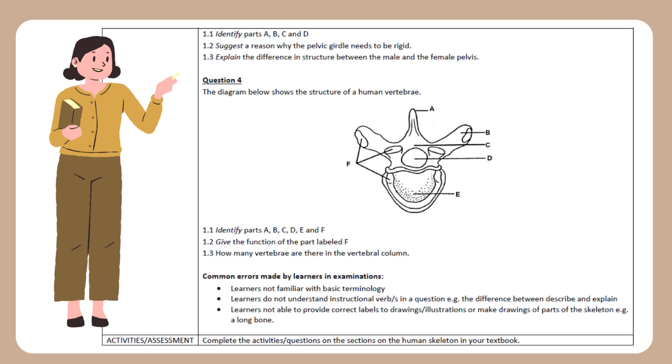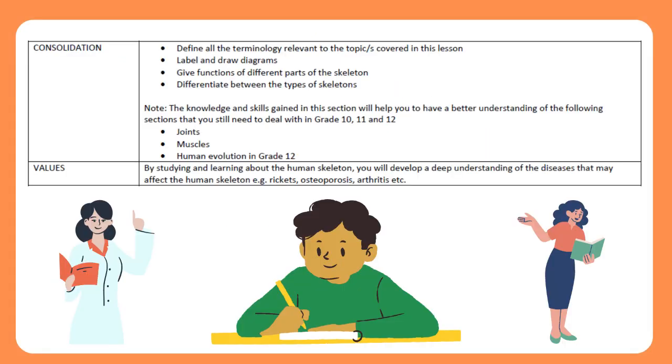Activities/assessment. Complete the activities/questions on the sections on the human skeleton in your textbook. Consolidation. Define all the terminology relevant to the topic/s covered in this lesson. Label and draw diagrams. Give functions of different parts of the skeleton. Differentiate between the types of skeletons.